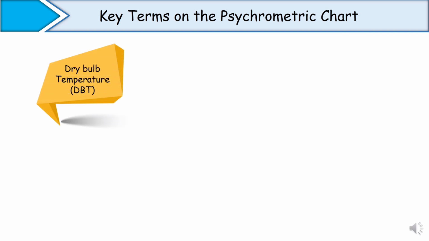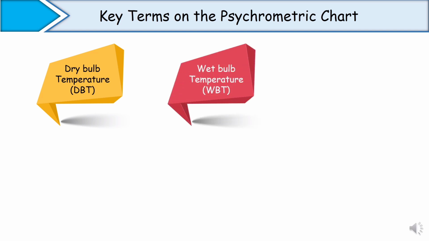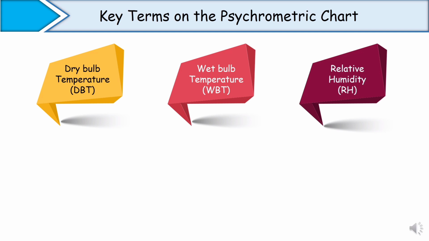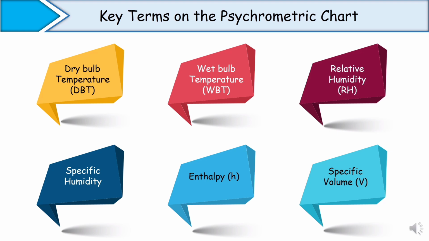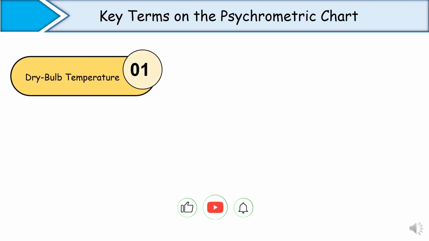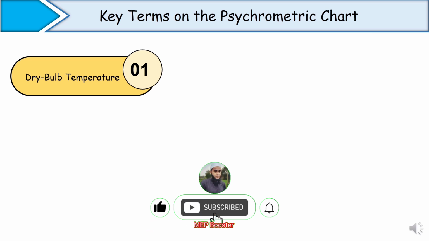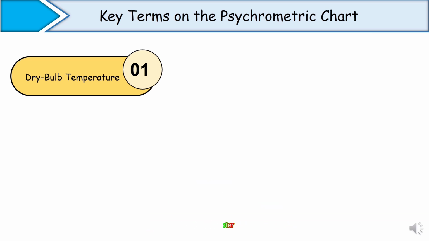Here the first one is the dry bulb temperature, as I told you. Second, wet bulb temperature, which is represented as WBT. Then relative humidity. Then we'll discuss specific humidity, enthalpy, and finally the specific volume. Now let's see each and every term in detail, one by one. The first term which I have shown you on the psychrometric chart is dry bulb temperature. What is actually dry bulb temperature and how to represent it on the psychrometric chart, all that I will explain first.